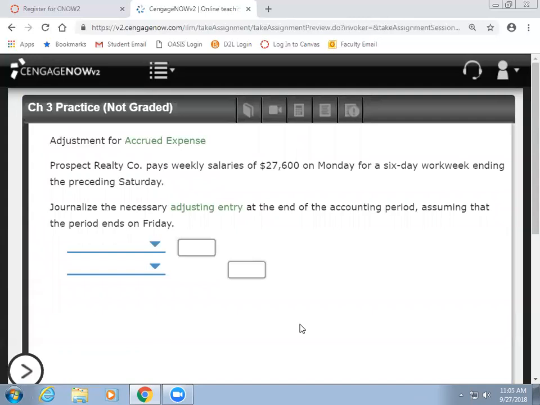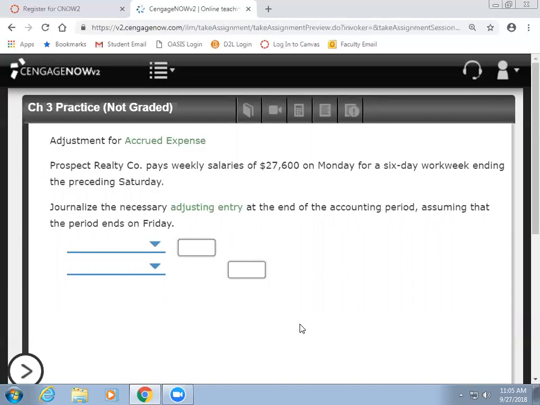Okay. The second one is dealing with an accrued expense. So these are expenses that, again, we've incurred, so we owe for, but we haven't yet paid. And we may not be paying right now, but if it's an expense that has incurred in the current period, we need to recognize it. That's the whole point of adjustments.